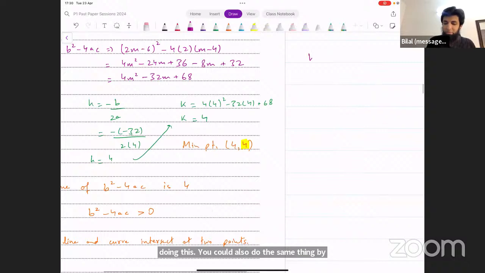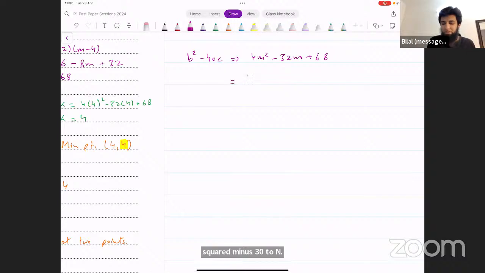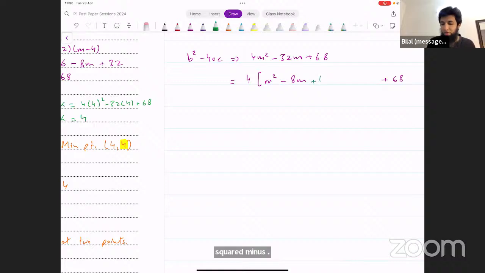You could say b squared minus 4ac turns out to be 4m squared minus 32m plus 68. Another way to think about this could be that you complete the square for this. Take 4 common. What does that leave us with inside? m squared minus 8m plus 68. Divide 8 by 2. That will give you 4. Add 4 squared, subtract 4 squared.